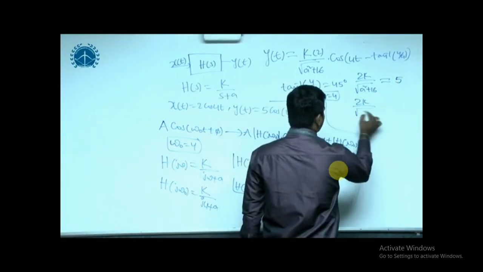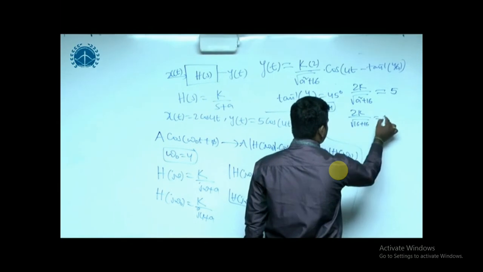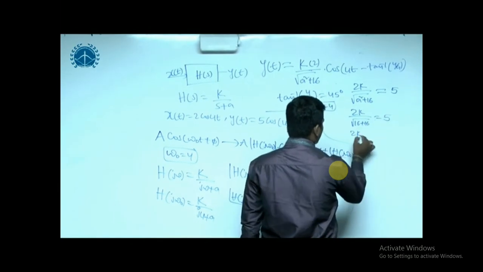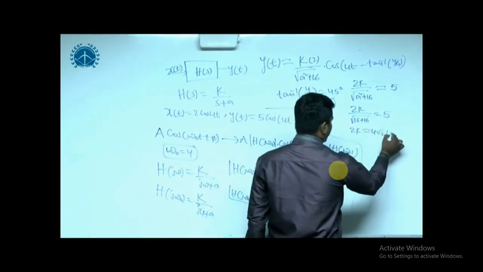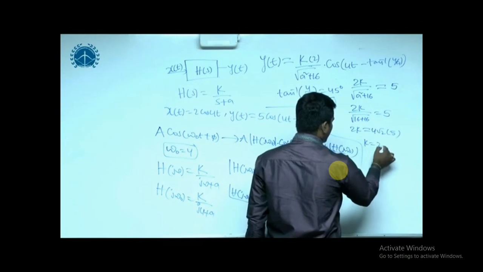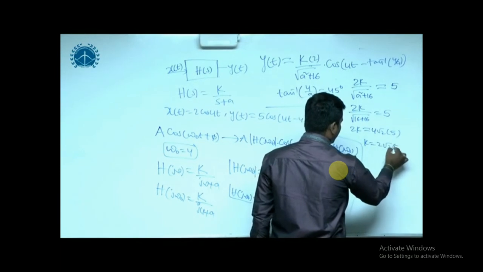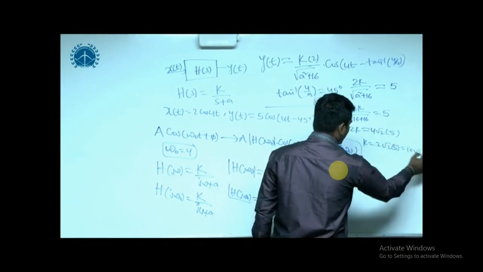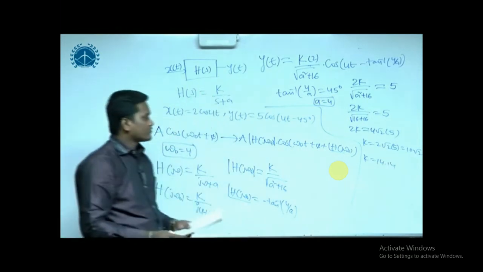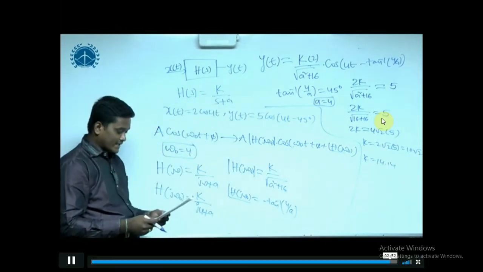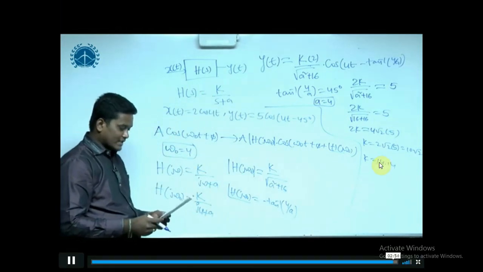2k by square root of 16 plus 16 equals 5. So 2k equals 4 root 2 into 5, so k equals 2 root 2 into 5, that is 10 root 2. So k is 14.14 and a equals 4. The right answer is C.